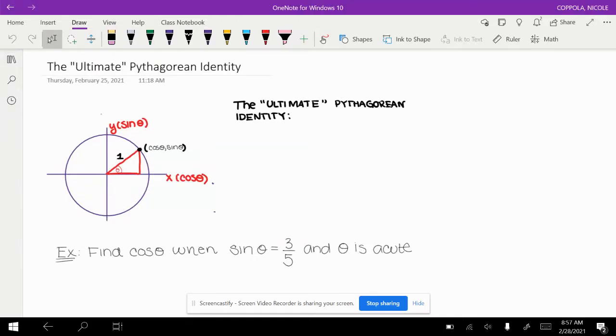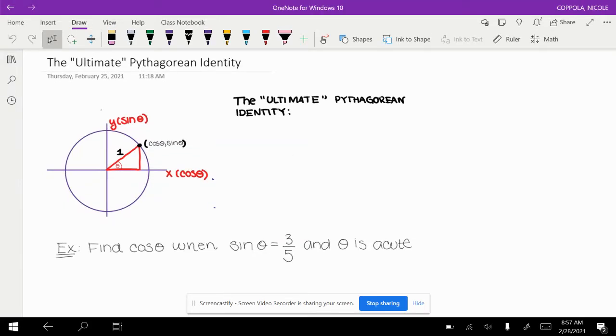Hello. So, what we're going to be talking about now is the ultimate Pythagorean identity. We can use this Pythagorean identity to help us with a lot of things. The ultimate Pythagorean identity says that sine squared theta plus cos squared theta is equal to 1. We proved that because if you're using right triangle trigonometry, you just use the Pythagorean theorem to get this formula. It is very, very useful. So we're going to use it right now.